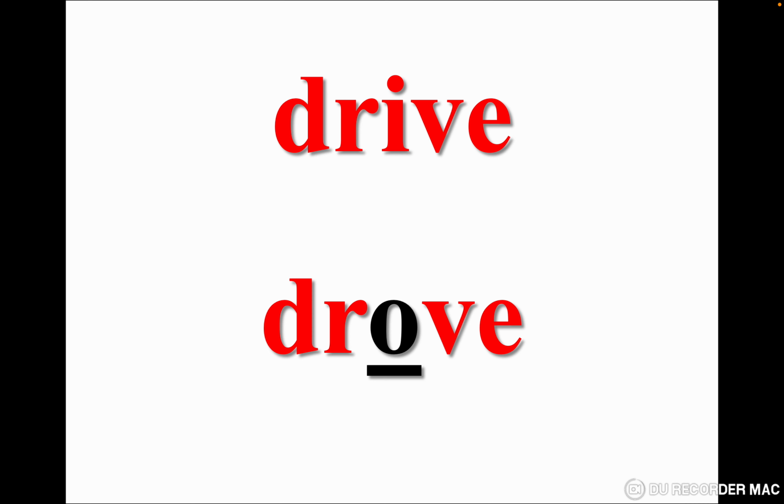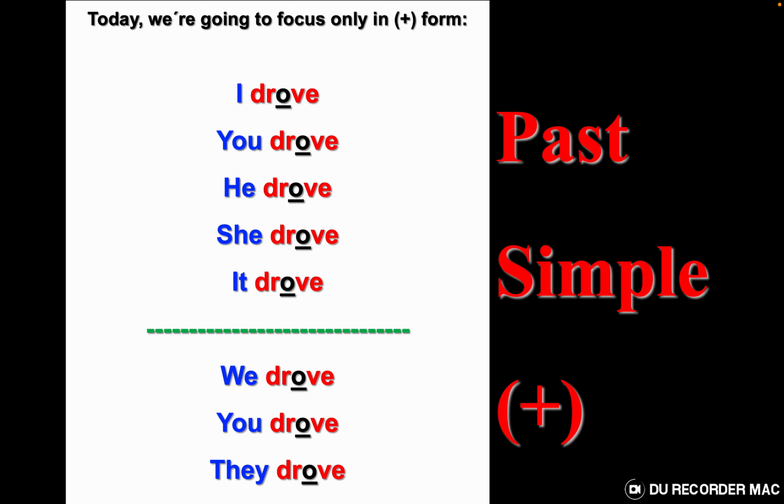Drive. So the I in the present, to have the past, we need to change I to O. Drove. So I drive every day, but yesterday I drove. Let's say drove with all pronouns. I drove. You drove. He drove. She drove. It drove. We drove. You drove. They drove. Let's practice it more and let's continue.